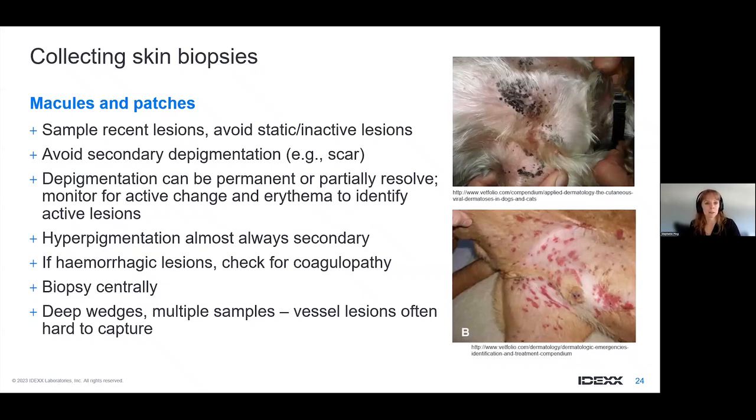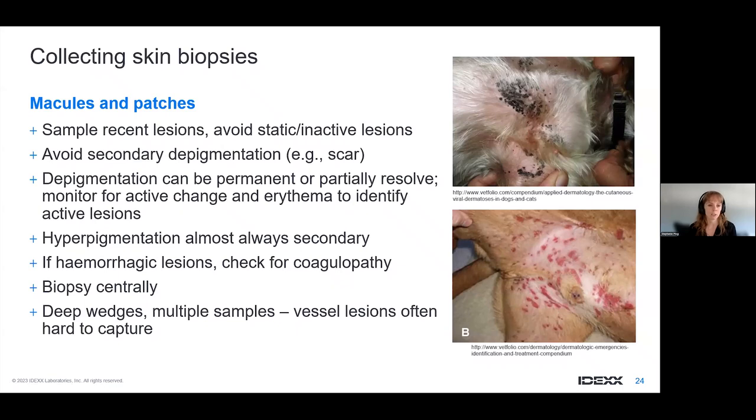Again, if you can sample recent lesions, that's one of the take-home messages here. If you can sample recent lesions that are not affected by any secondary changes, that's really helpful. And even more so, especially with patches and macules, if you avoid any secondary depigmentation, that is also helpful. Same as hyperpigmentation, because both of them are usually secondary and are not going to allow for the identification of the underlying lesion. And for example, in this example here, if you see this in a patient, there is a skin problem, but it might obviously tell you that there is something more going on.